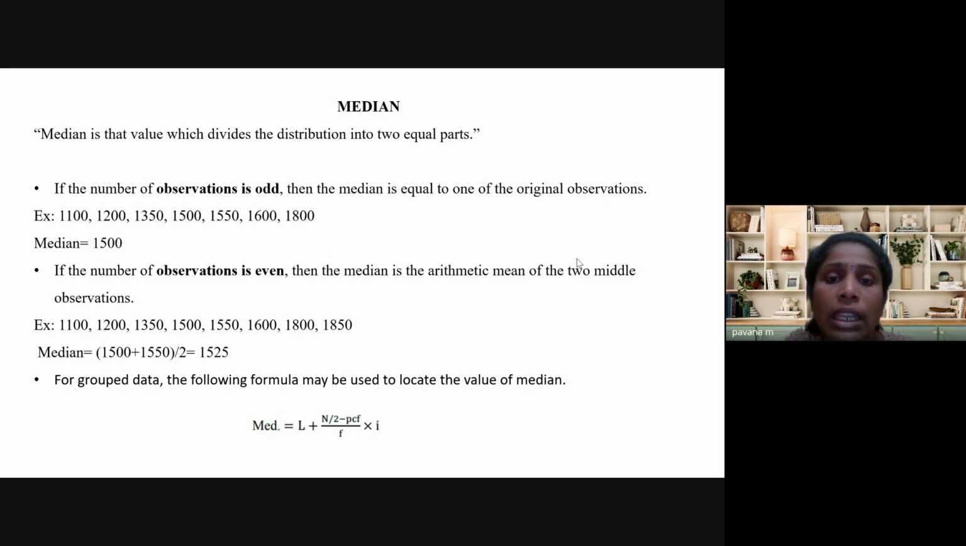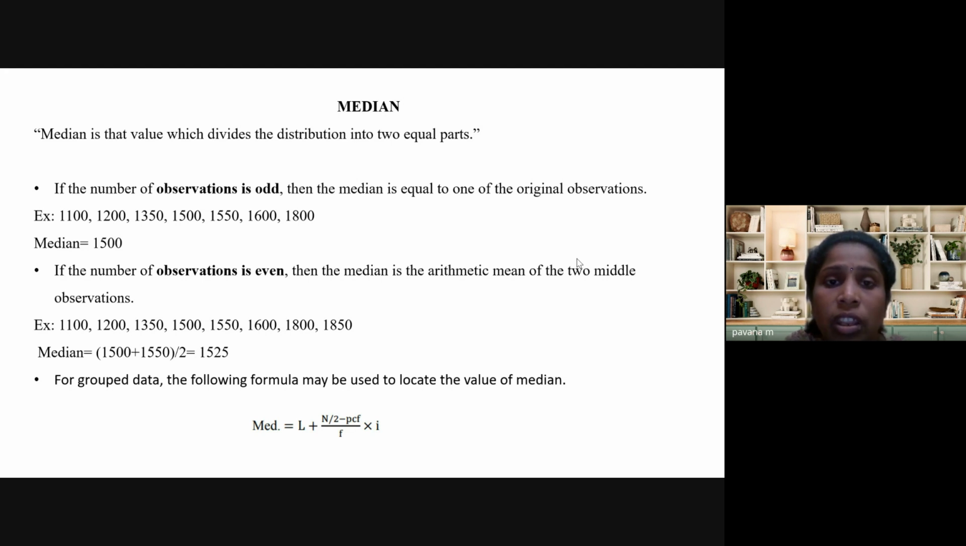Okay, so how can you calculate the median? For an odd number of observations, suppose three observations, or five, or seven observations are given, then you have to use n plus 1 by 2. For example, just see: 1100, 1200, 1350, 1500, 1550, 1600, and 1800. How many observations are there? 1, 2, 3, 4, 5, 6, 7. So 7 observations are there. 7 means an odd series.